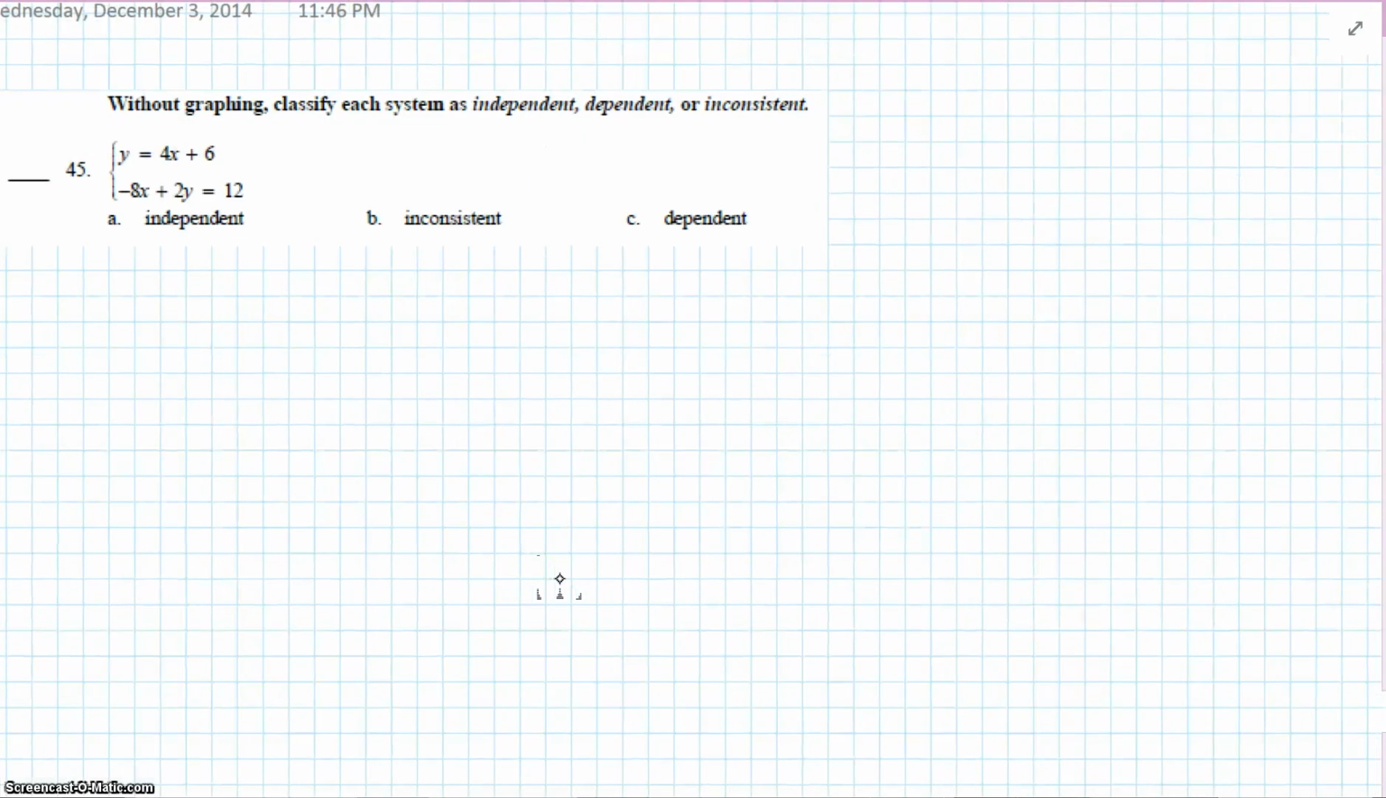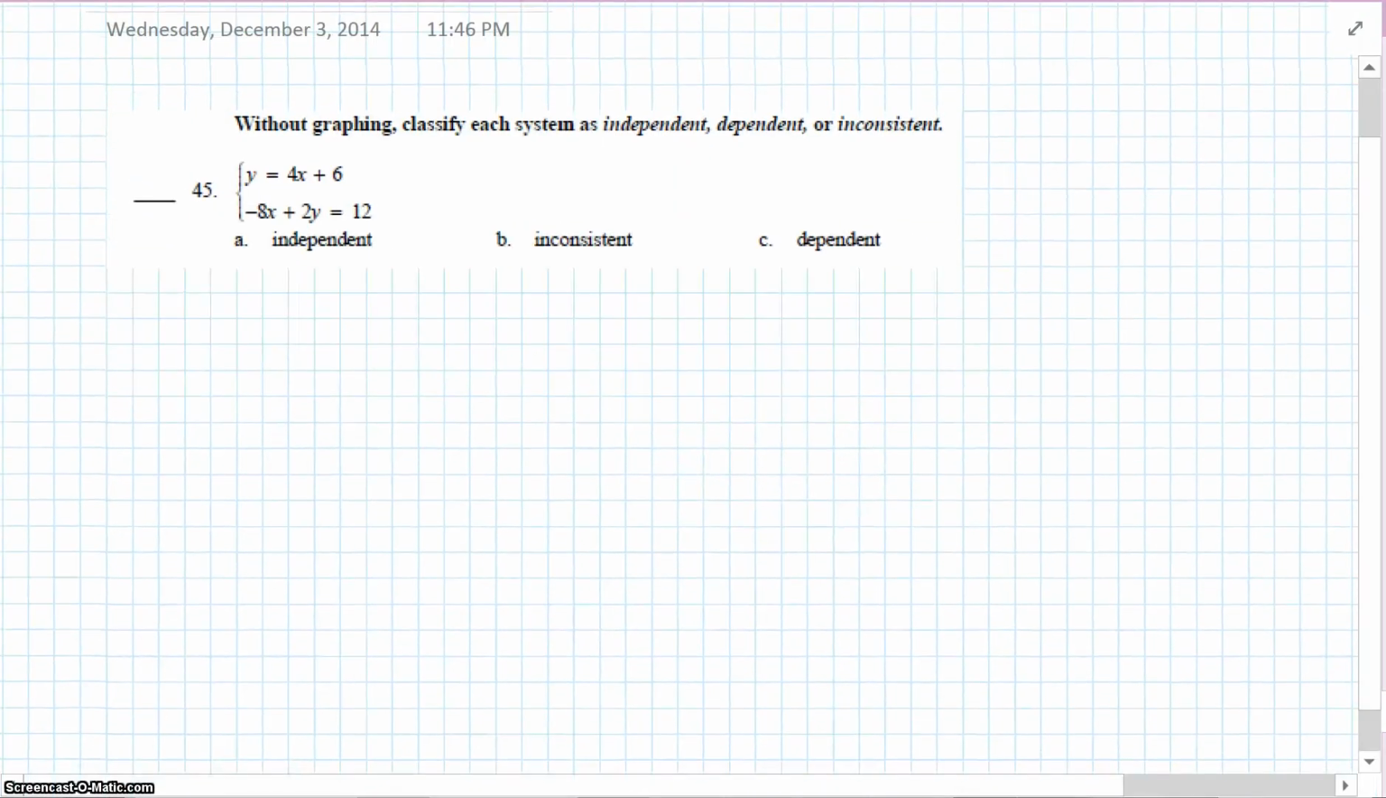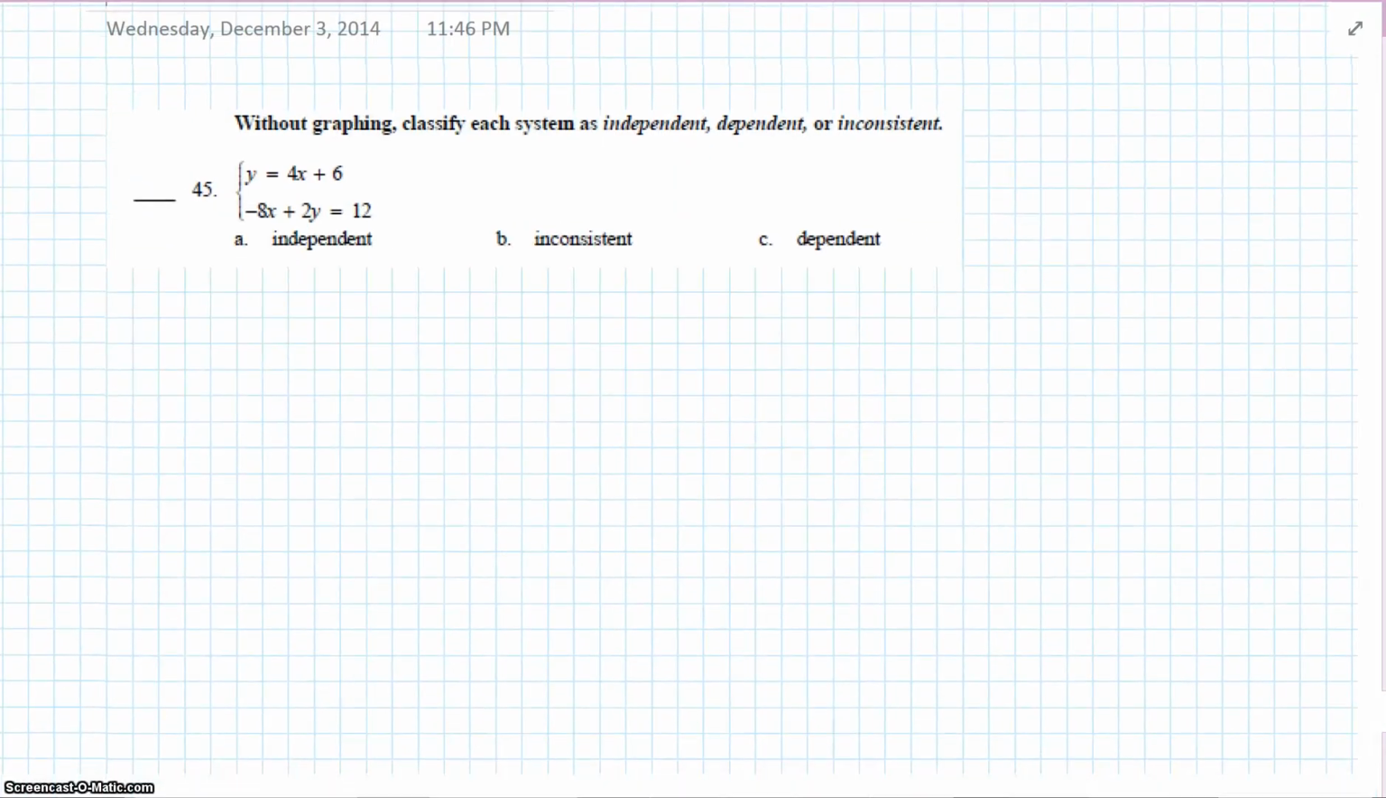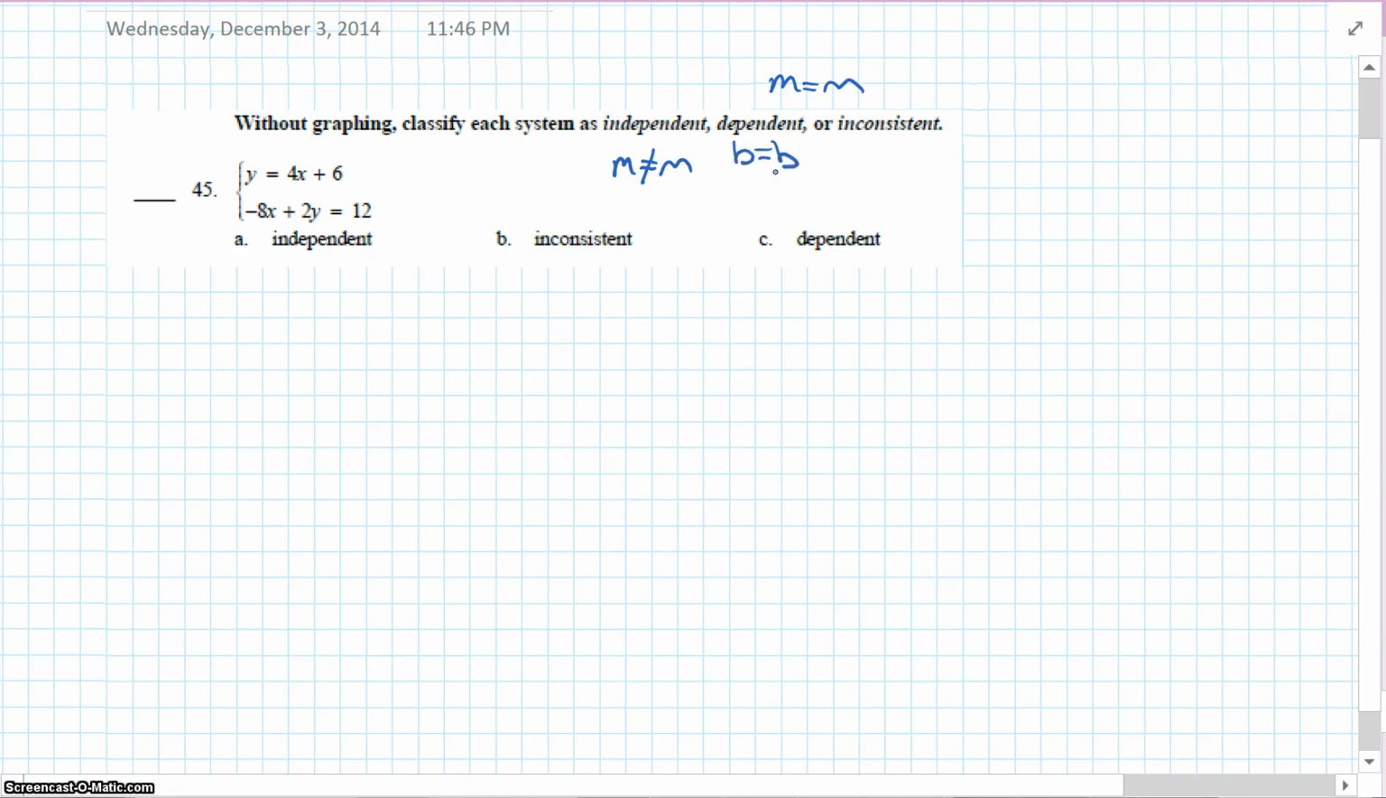45. Without graphing, classify each system as independent, dependent, or inconsistent. Okay, independent means the slopes are not equal. Dependent and inconsistent means the slopes are equal. The dependent means it's the same line. And inconsistent means they are not the same line, they're just parallel.